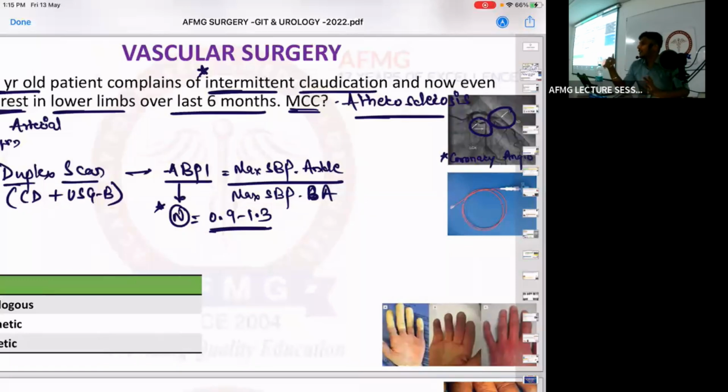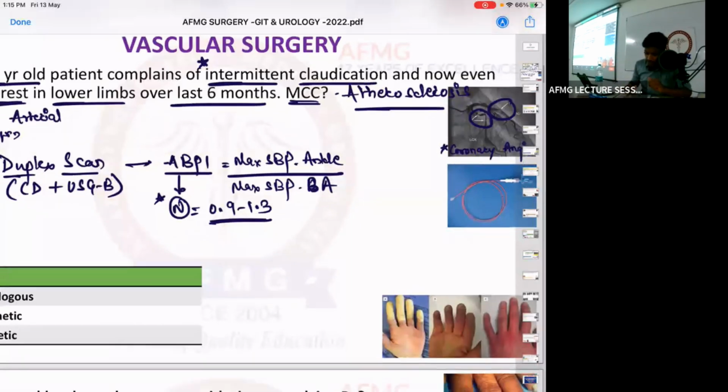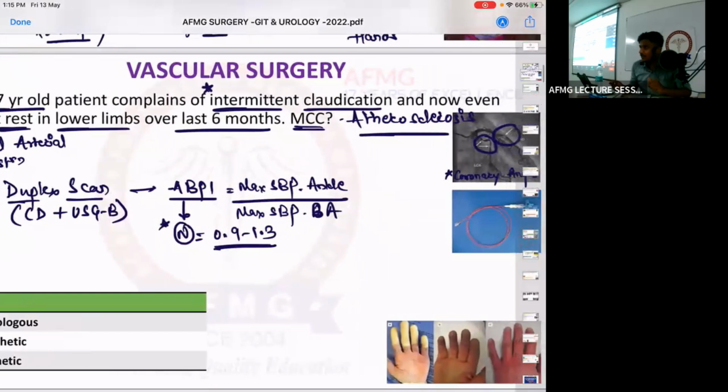Why? Because the blood pressure in the lower limbs would be somewhat higher due to gravity, right? So ankle brachial pressure index is equal to maximum systolic blood pressure in the ankle upon maximum systolic blood pressure in the brachial artery. Normal ABPI is 0.9 to 1.3. So when do we say if the patient is having intermittent claudication?